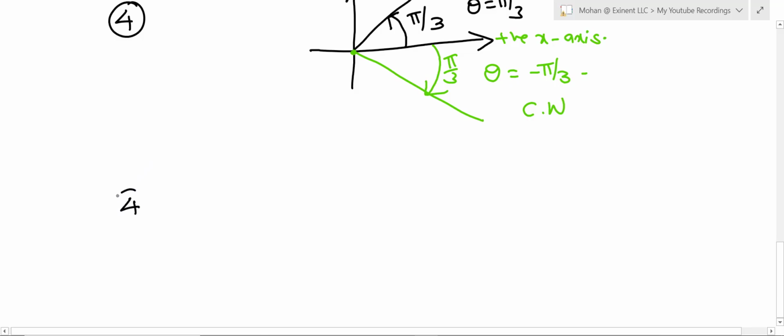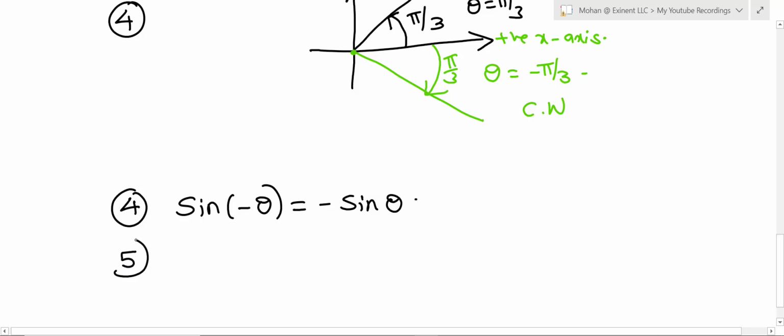Let us say I have sine of minus theta. What is that? It will be minus sine theta. Okay. Now what about cos of minus theta? This would be plus cos theta.